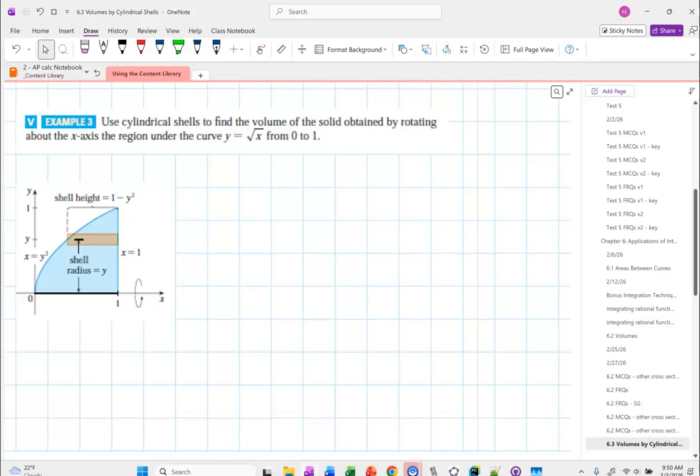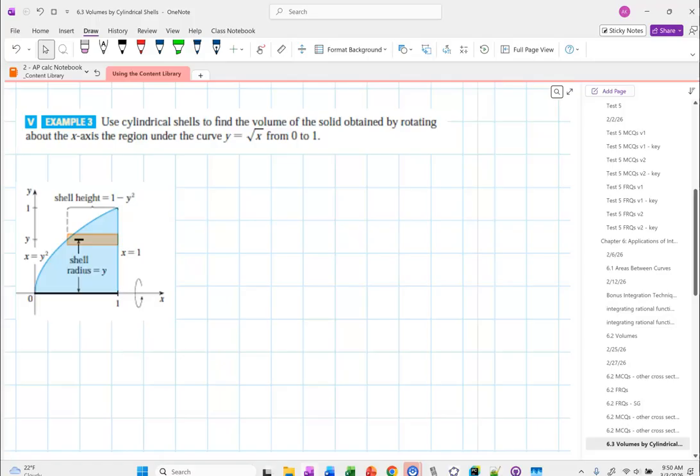Now, we're going to do this as a shell problem for the sake of doing it as a shell problem, to show you the difference when you rotate one way versus another way. But I don't know why you would want to ever approach this as a shells problem and not a disks problem. Everybody okay? But the point right now is getting comfortable with shells, so I don't want to pick any functions that are too complicated to deal with. Anyway, so here we go.